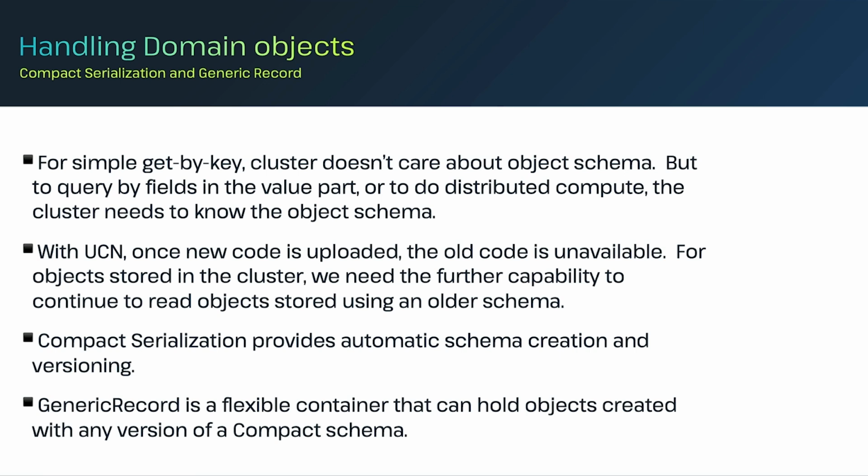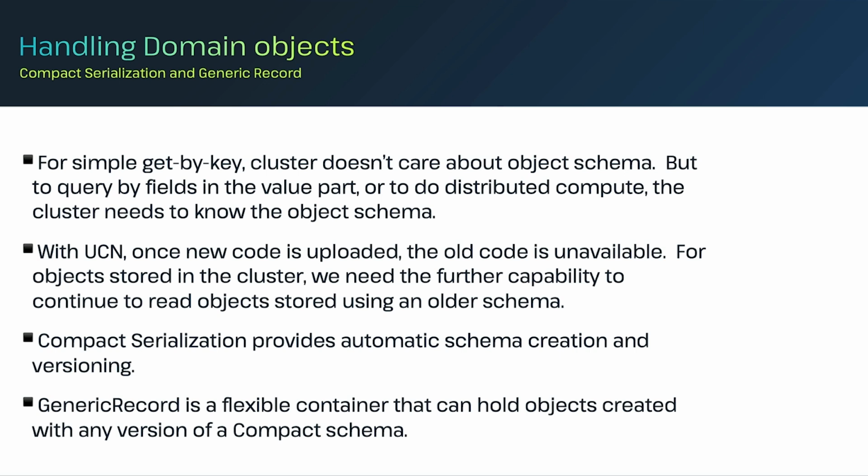Another type of code that's needed on the cluster is for your domain objects. Now, if you're only storing and retrieving objects by key, the cluster doesn't need to know the structure of these objects. But for querying based on content or using distributed compute features, the cluster needs to understand the class layout or schema of your domain objects. Now, this is more complex than user code namespaces.